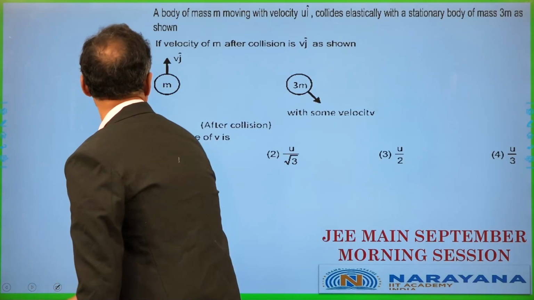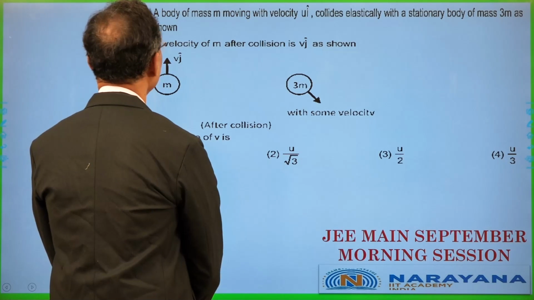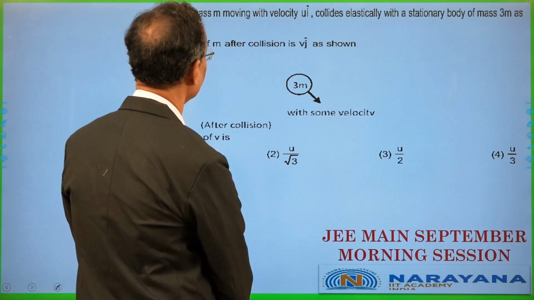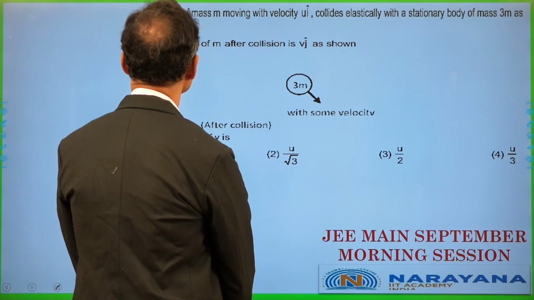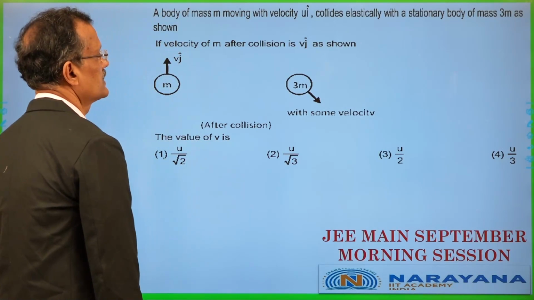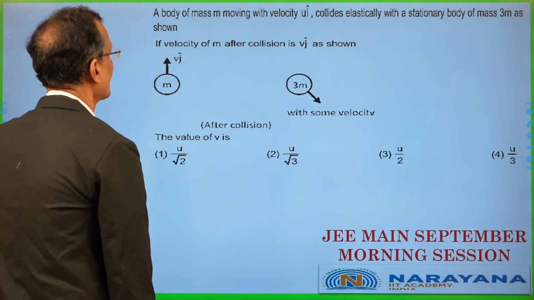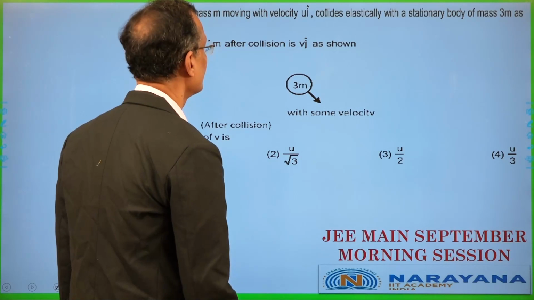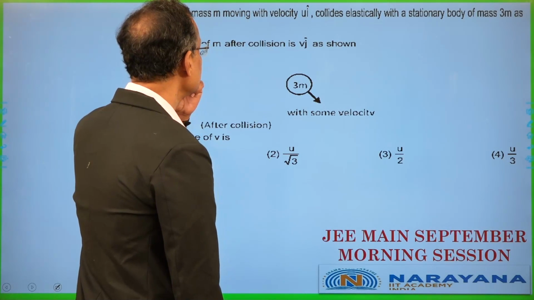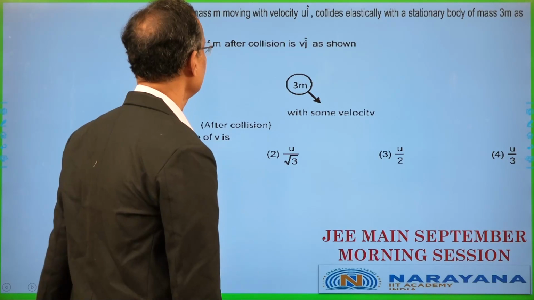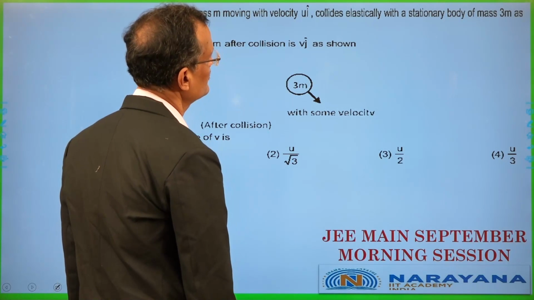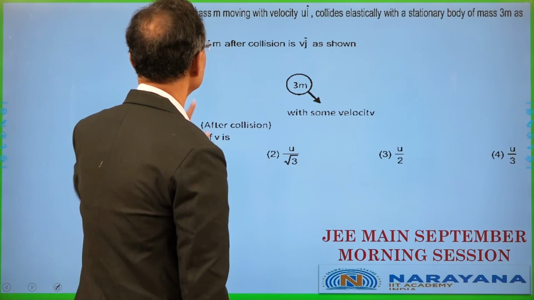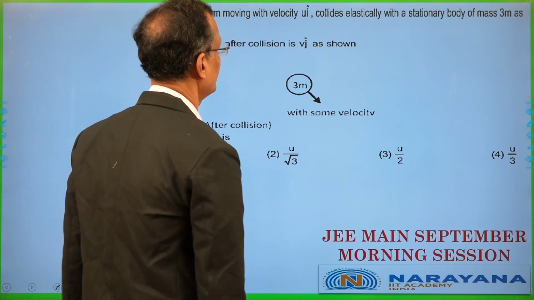Now, the next problem is in front of you. A body of mass m moving with velocity ui, they have not shown it, collides elastically with a stationary body of mass 3m as shown. The velocity of m after collision is vj. First I will consider conservation of linear momentum along the x and y directions. They are telling you this body is at rest, and the velocity of m after collision they have given me.